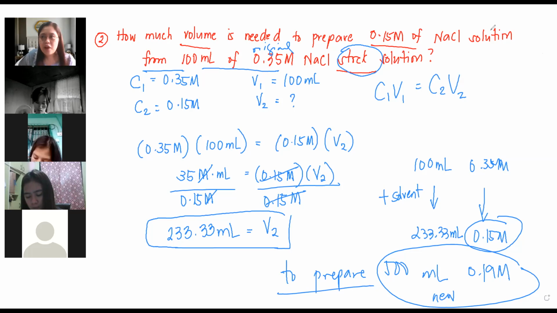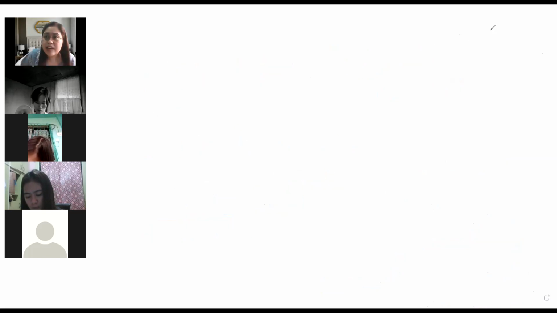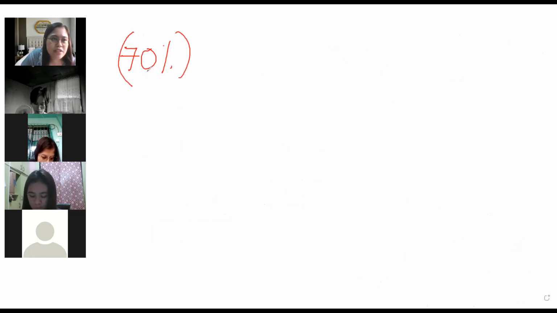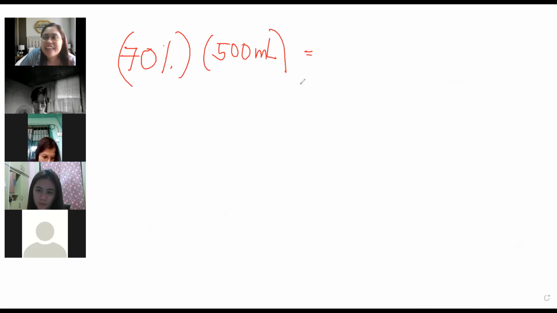So at your homes, we can actually do this. For example, we have 70% alcohol. So this dilution process is not just solely for molarity. Any unit of concentration can be applied here. So example again, we have 70% alcohol. That is our stock solution. Then the amount you have at home is 500 ml. Now you want it to last longer, so you add water to it. We can actually do that for alcohol.